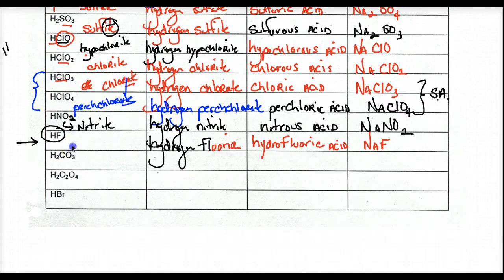So we have hydrogen carbonate, right? Carbonate becomes ic. So this is hydrogen carbonate, and this is carbonic acid. And the salt would be Na2CO3 because each carbonate is -2. And this would be hydrogen carbonate. Pretty easy stuff. And this is oxalate.